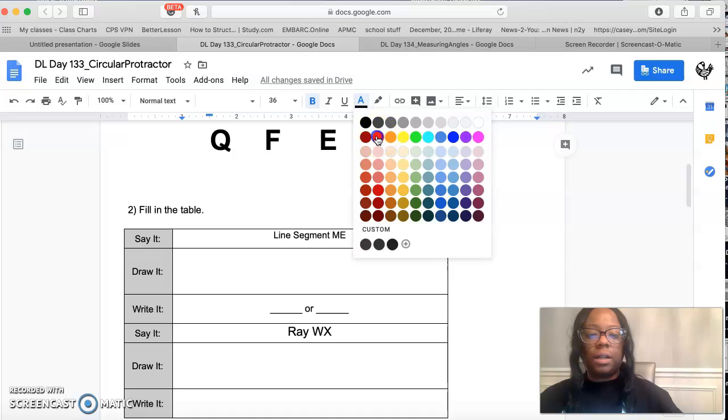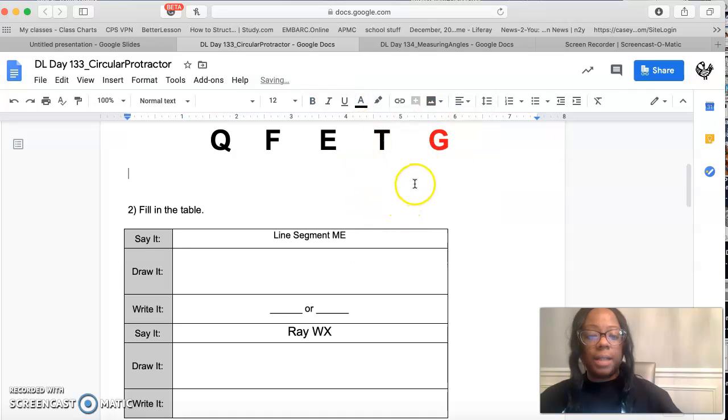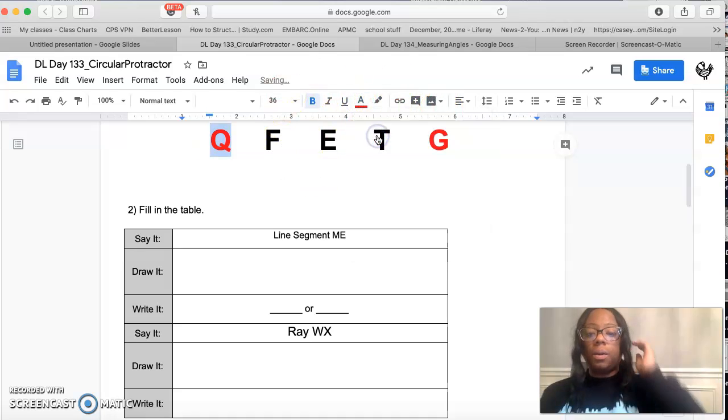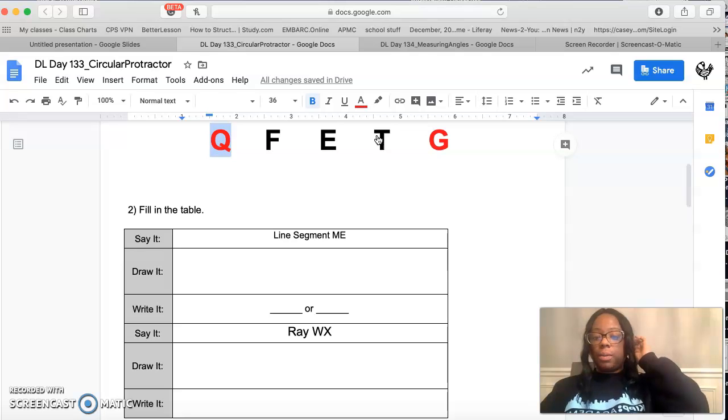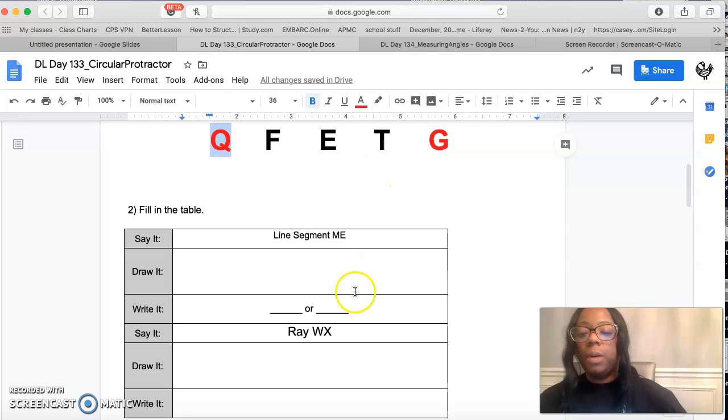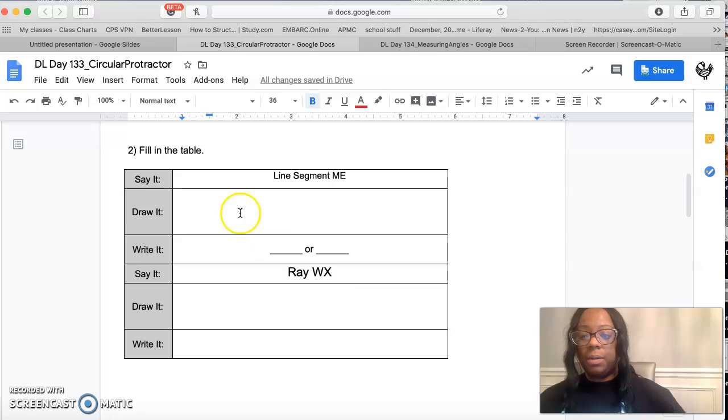So the first one that caught my eye would be G. I definitely know that G is not a right angle because it has a curve. F has a right angle right here. I'm sorry, T. And so does F, since we're talking about F. And so does E. And Q does not because it is circular. So we know that our answer for number one is Q and G. Number two wants us to fill in the table.